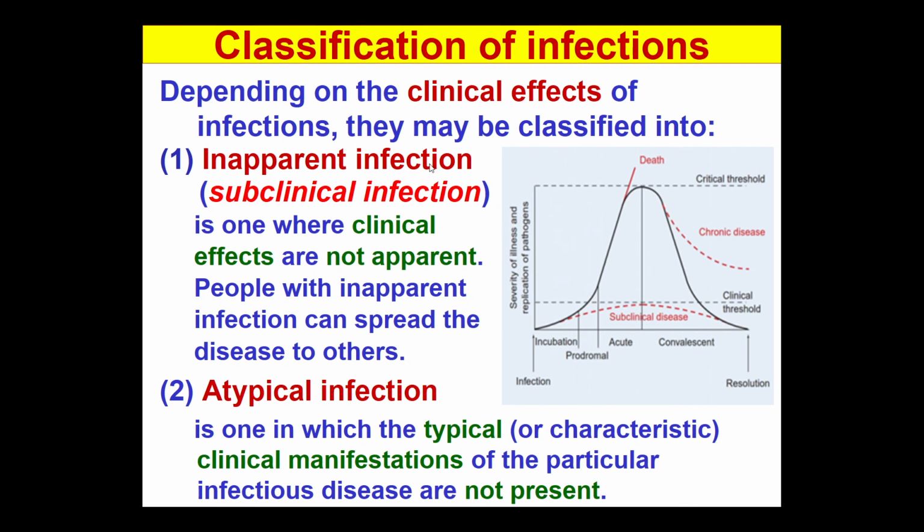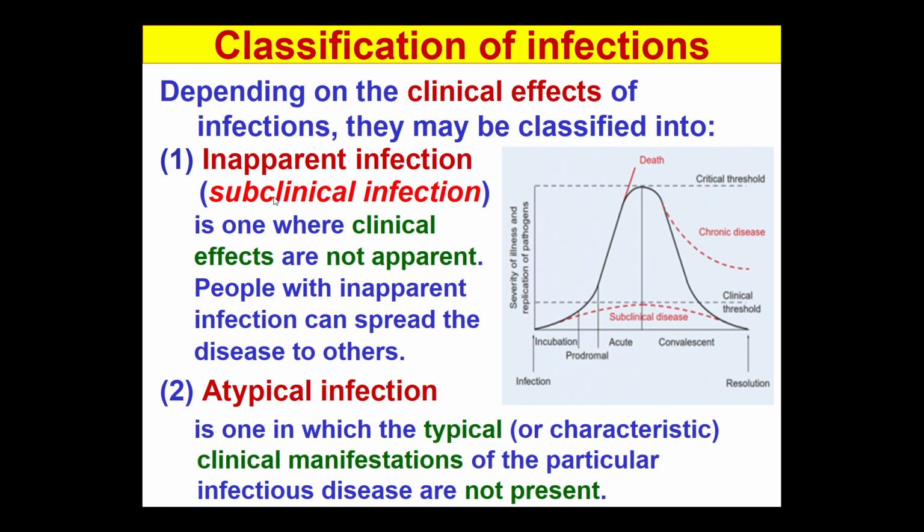Let's continue. Depending on the clinical effects of infection, it may be classified into inapparent, subclinical infection, and atypical infection. Inapparent or subclinical infection, you remember this figure. Subclinical and inapparent means the disease is not demonstrated clinically, but may be registered by laboratory examination. This condition happens when the total concentration of bacteria in the human body is less than the clinical threshold for the development of the disease.